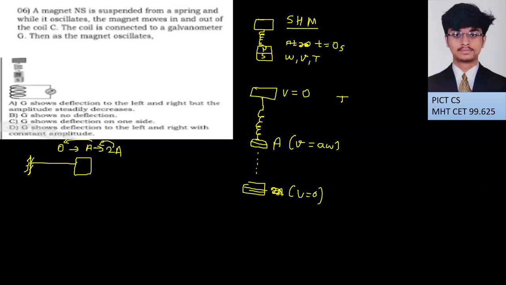Well, this is the ideal condition. But now things are not ideal. We have introduced a galvanometer there, and a coil is also present, right? And we have magnets, which means we have a magnetic field, and we have a coil.